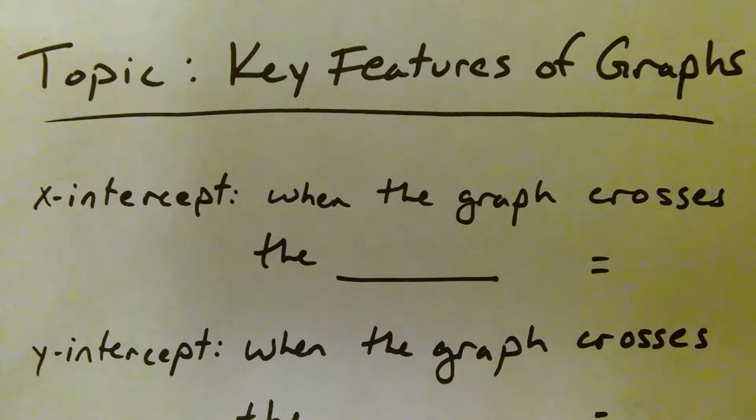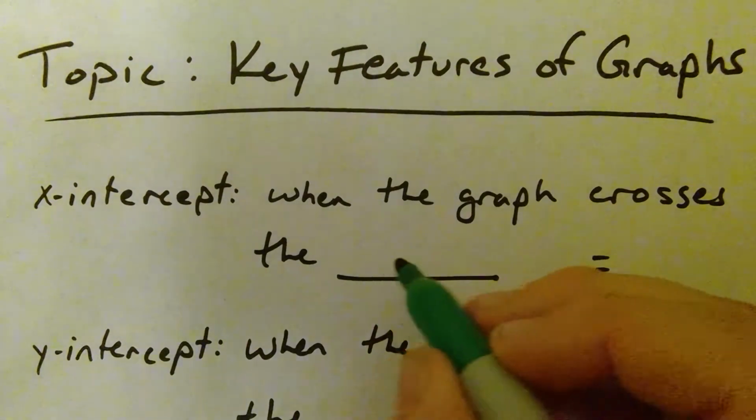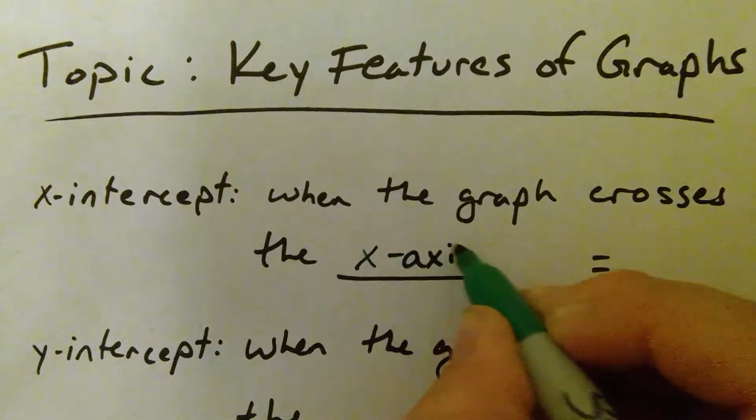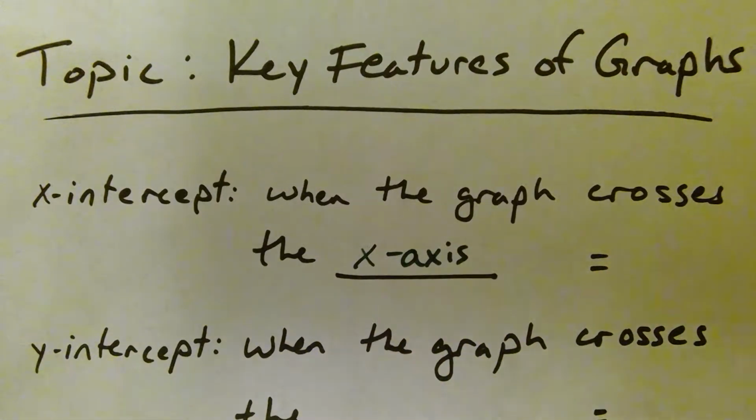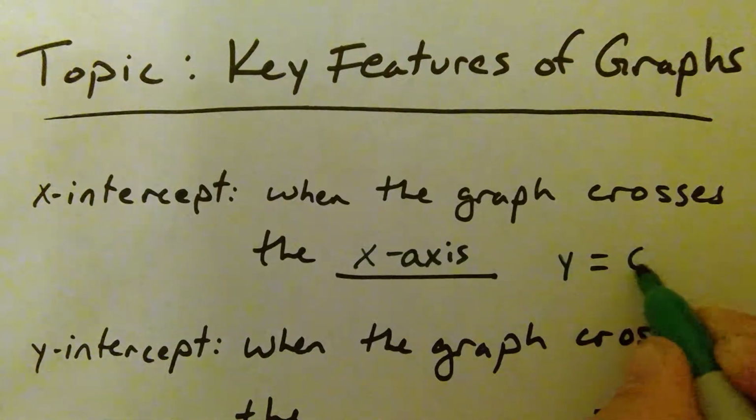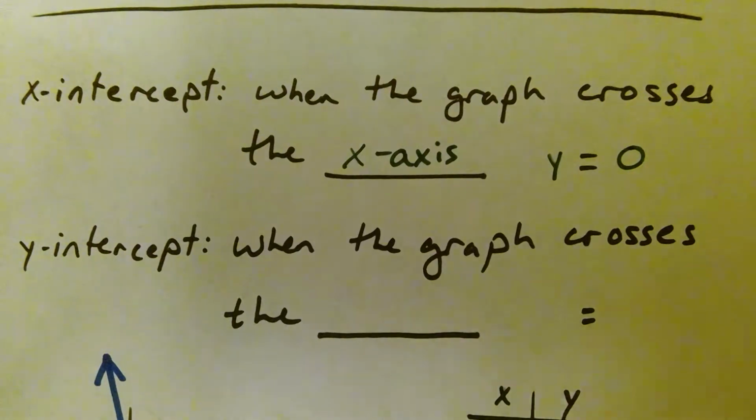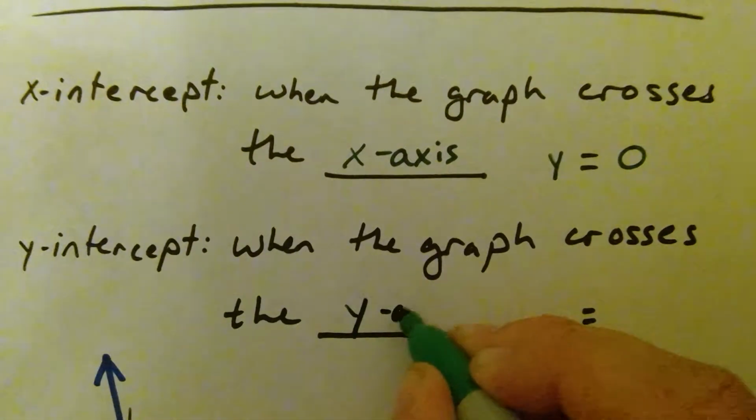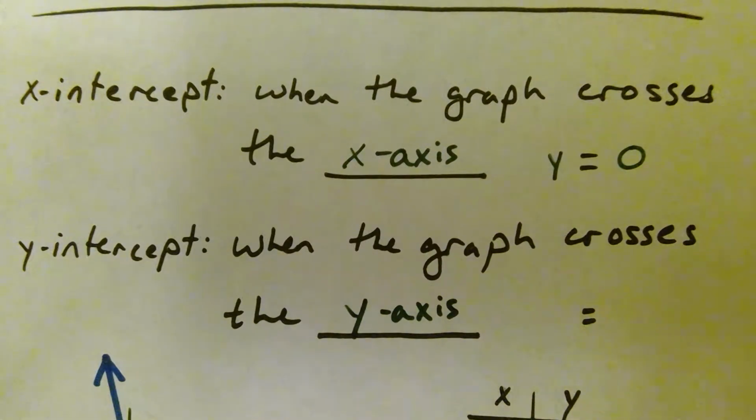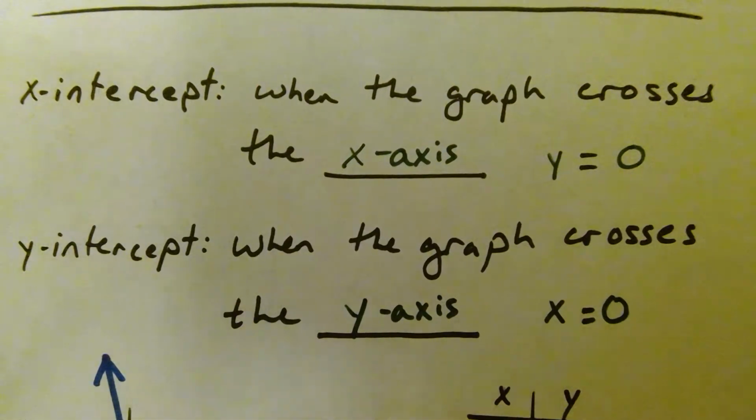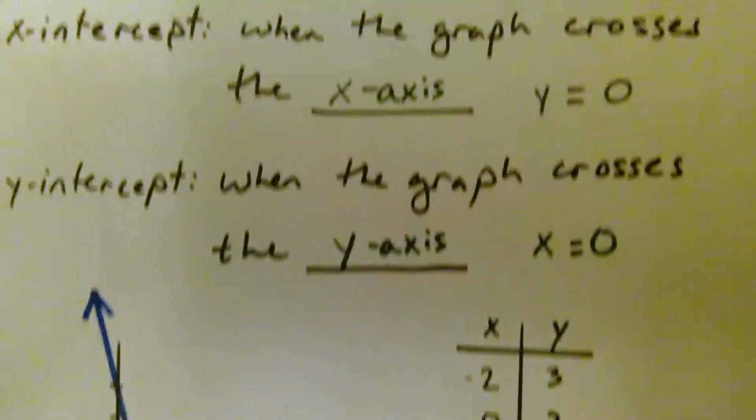Our topic today is key features of graphs. So we're going to start with a few definitions, then also look at some examples of what those look like. Our first definition is the x-intercept, and that is when the graph crosses the x-axis. When we cross the x-axis, that also means that our y values equal 0. And so we're going to compare that with our y-intercept, which is when the graph crosses the y-axis, and that also means that x will equal 0. Okay, so those might be some review from previous years.